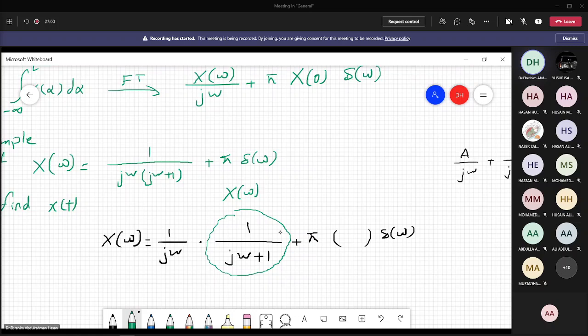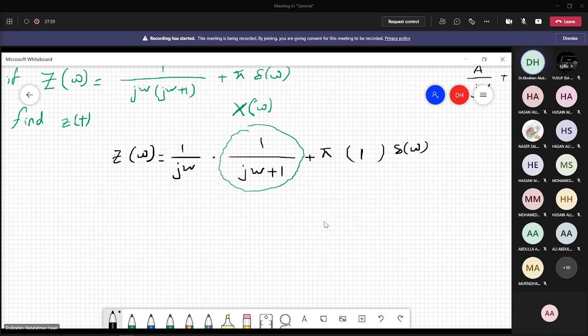Now let us change these names. Let me name this one as x but this one let me name it as z. Okay, so this is X of omega. Then if you evaluate this one when omega equals 0, then this is equal to 1. So pi X at 0 and delta omega.